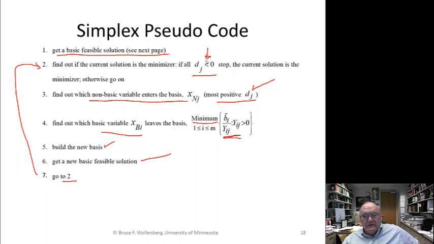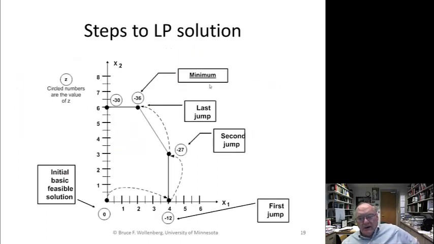So when we do that, what happens is we start out down here at our initial basic feasible solution, and the first thing that happens is that it goes to this point. Okay, that's the first jump. Now this is the value of the objective, minus 12. The next thing that happens is we go to this point where the objective is minus 27, and then we go to this point, minus 36.